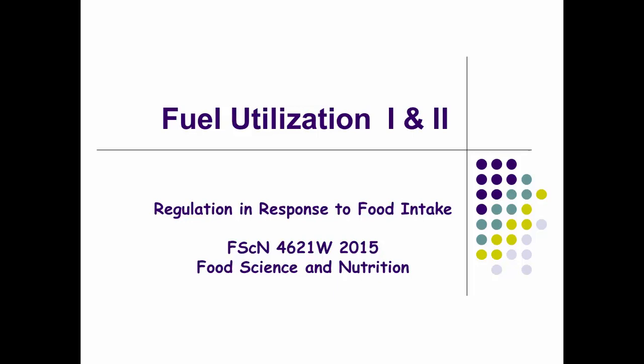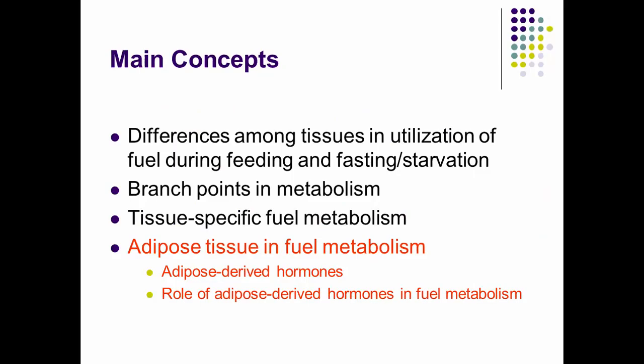So let's talk about the fuel utilization today. The main concept in this session that you need to know is the differences among tissues in utilization of fuels during the fasting or fed condition. That means different tissues may utilize different fuels in different physiological conditions. The second thing we're going to learn is called branching points in metabolism: several major, most important metabolites in different metabolic pathways. This is called a branching point, and it is very important to connect different metabolic pathways, right?